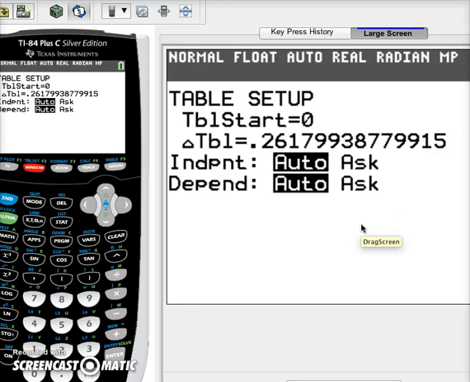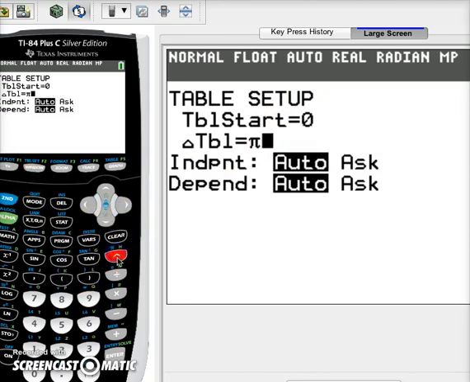or you're not sure by looking, you can go to the table. So right now what I'm in is my table setup. So if you guys go to second window, table setup, we're going to start our rotation at 0. Down here, what this is actually is pi over 12, so I'm going to put in pi over 12. And then I'm going to go back to my table.